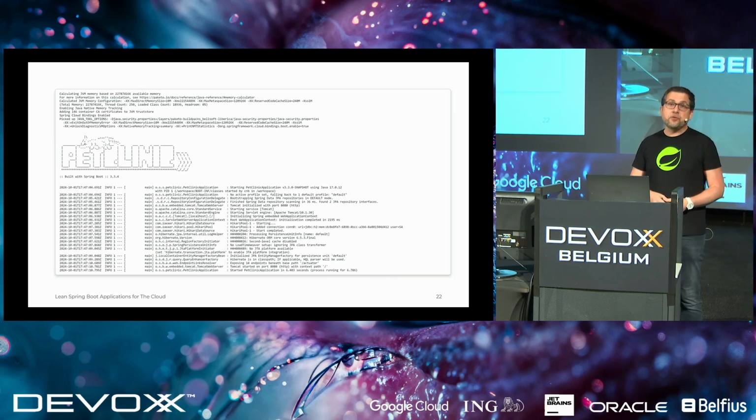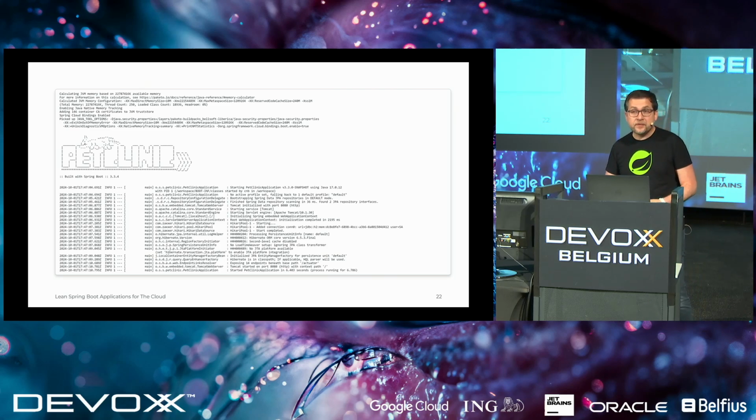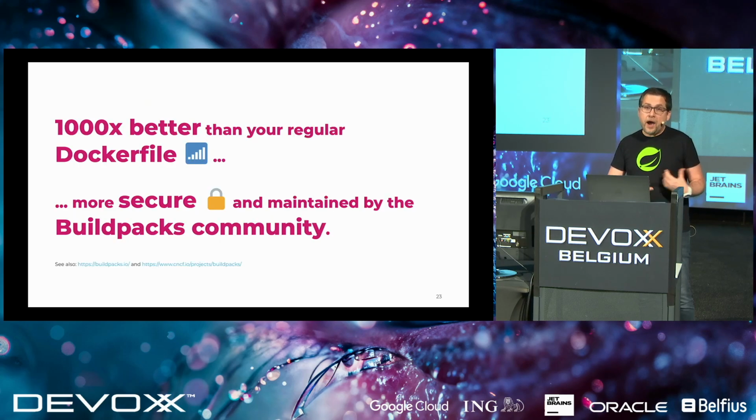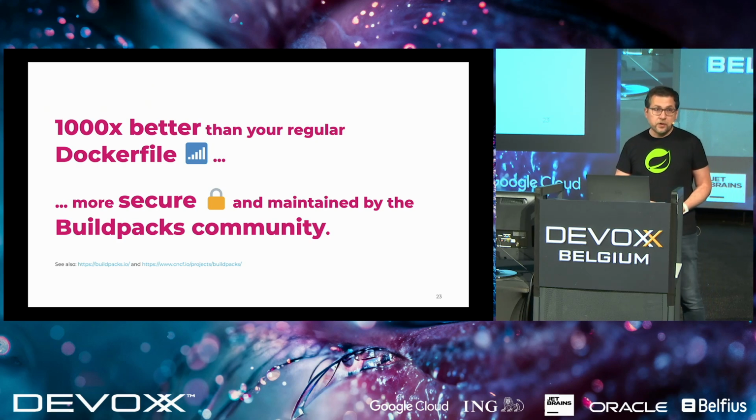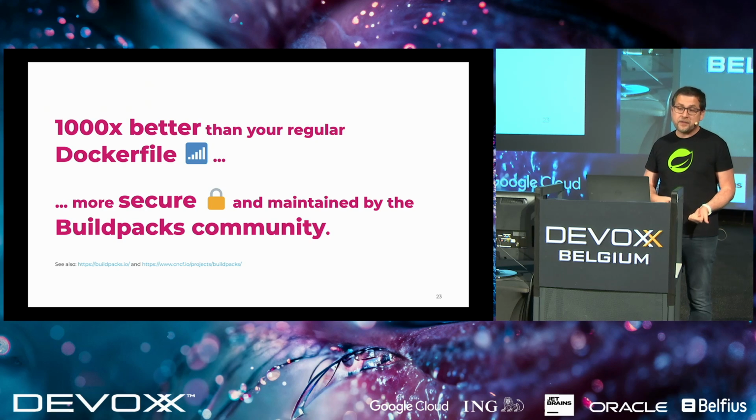And buildpacks do that for me automatically. So there are many reasons why you should use buildpacks, because they create a better container for you than if you would do it on your own. I would say buildpacks are 1,000 times better than your regular Dockerfile because they are more secure, they're maintained by the community of buildpacks, and also, for example, you will have some base image from Ubuntu, which will be fixed by the Ubuntu community immediately if something happens.